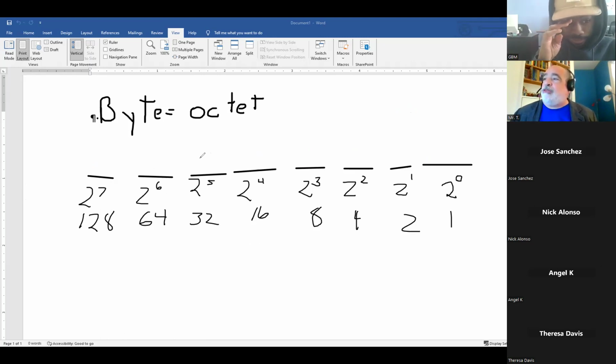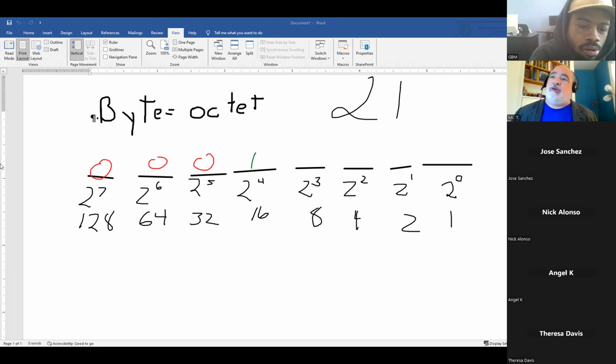So we can't use a 32 or a 64 or a 128. Those are too big, right? So what we're going to do is turn on 16, and 16 and 8 is how much? 24, right? That's too much, because we want to do 21. So we're not going to turn on the 8. How about 16 and 4? How much is that? 20.